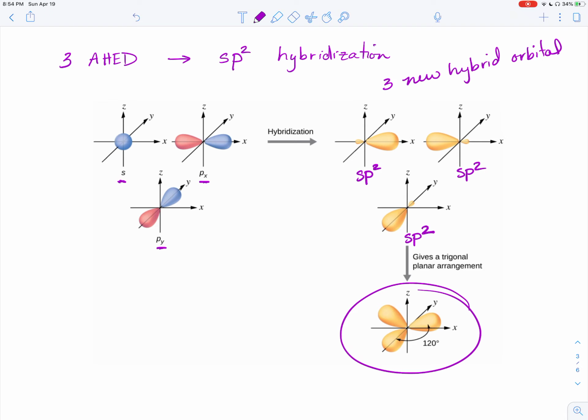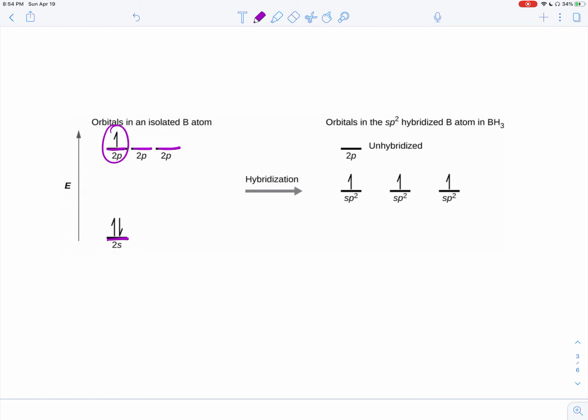It will give you an arrangement of trigonal planar, which according to the VSEPR theory is the shape that we should see of the electronic geometry if you have 3 areas of high electron density. What does that look like energy-wise? Again, you have a 2s and 3 orbitals in the 2p. You're going to use 2 p orbitals and a single s orbital, combine them together to create 3 new sp² orbitals that have a combined, like an average, energy value, where your unhybridized 2p orbital stays exactly where it was beforehand.